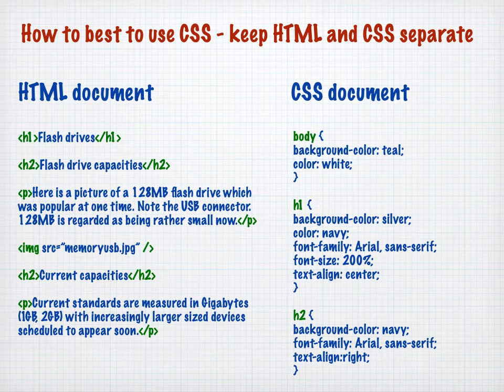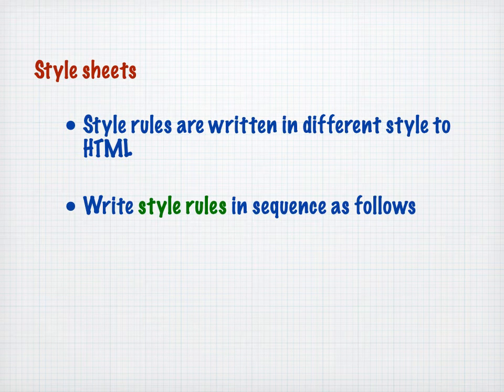Just like this. Now, style rules. If you have a look at the CSS document, which is on the right, you can see that these are style rules. What style rules do is they are written in a different style to HTML, and you can see a sort of preview of what they look like in the panel on the right. What we're actually doing is issuing instructions: style the body in this particular way, style the H1 elements in this particular way, style the H2 elements in this particular way. So these are called style rules, and they are written in a different way to HTML.